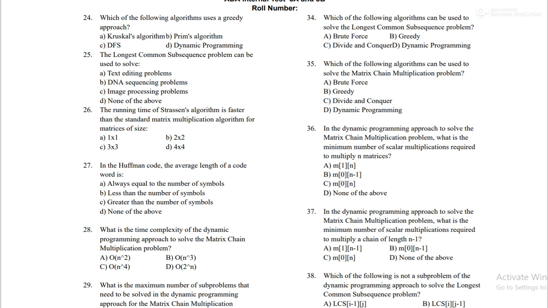Question number 37. In the dynamic programming approach to solve the matrix chain multiplication problem, what is the minimum number of scalar multiplications required to multiply a chain of length n minus 1? For this question, the correct answer is option B, that is m of 0 and n minus 1. Here also the answer is the same as the previous one, that is the minimum number of scalar multiplications required. So the correct option is option B.